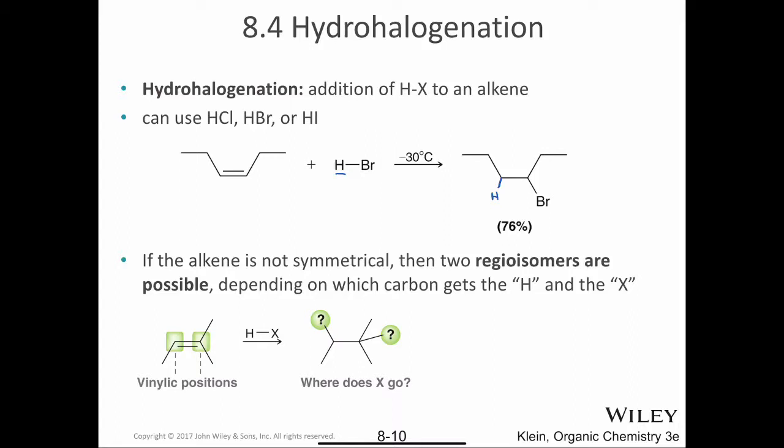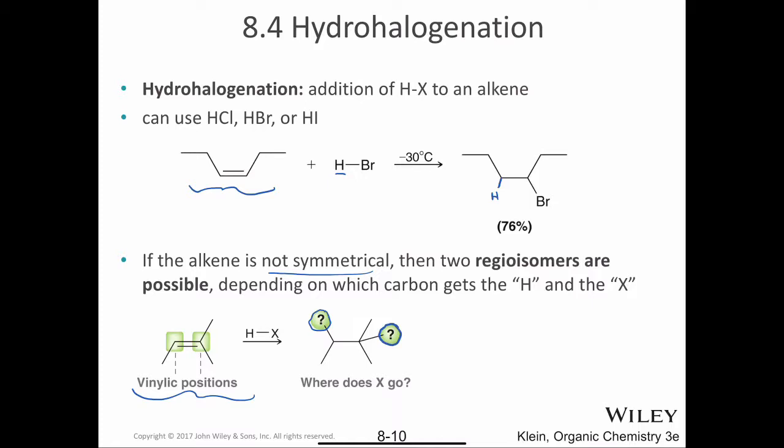So we add the bromine in this case, and the hydrogen is added over here. Now this alkene is a symmetrical alkene, so we don't have to worry about regioselectivity. But if the alkene is not symmetrical, then I can get two possible regioisomers, depending on which carbon gets the proton and which carbon takes the halogen. So, with this example I have an asymmetrical alkene. I'm adding HX. Where does the X go?